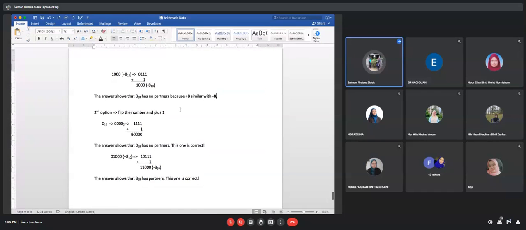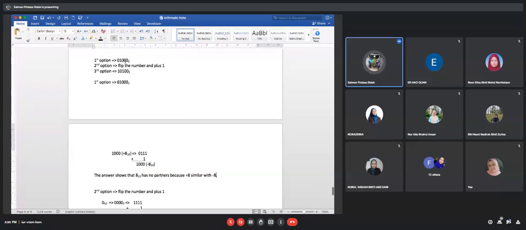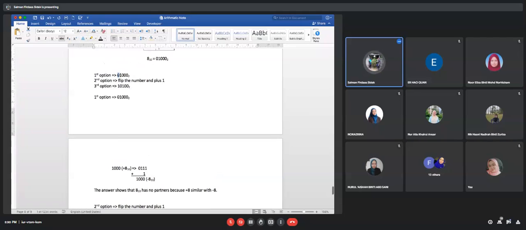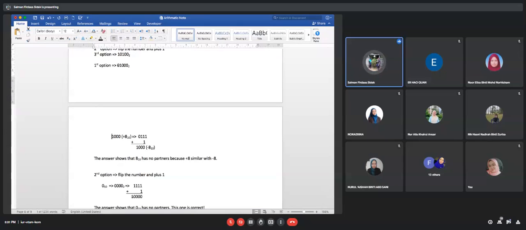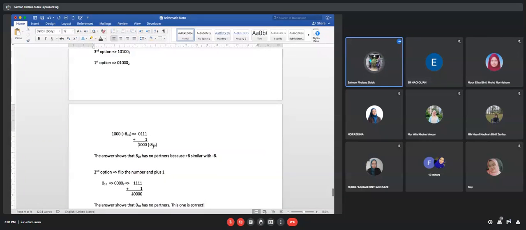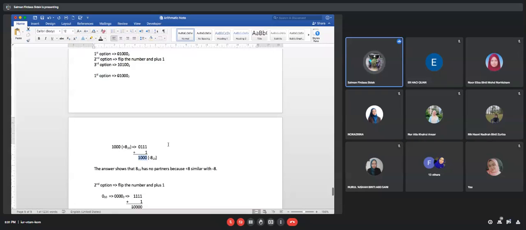So I repeat. For the first option, if we just ignore the first digit to represent positive 8, what is happening is that if we do the negation process, or we try to find out the partner for 8, we will get negative 8, 1000. So the representation is similar. So it shows that 8 has no partner, which is wrong, because 8 has partners, positive and negative.